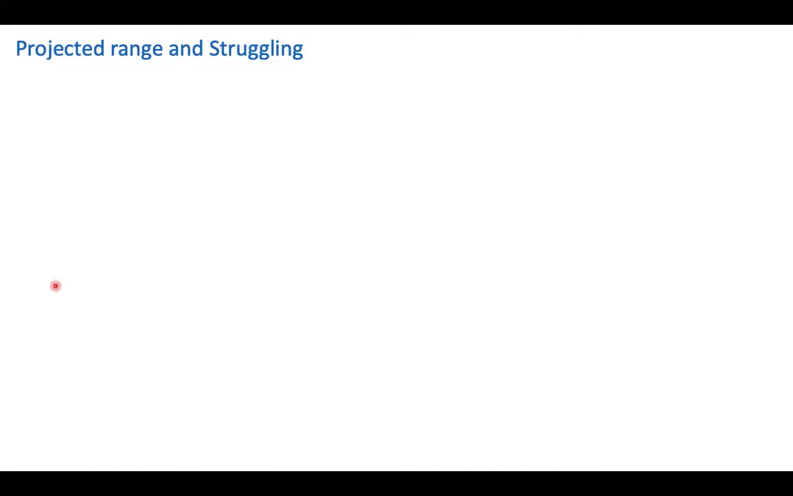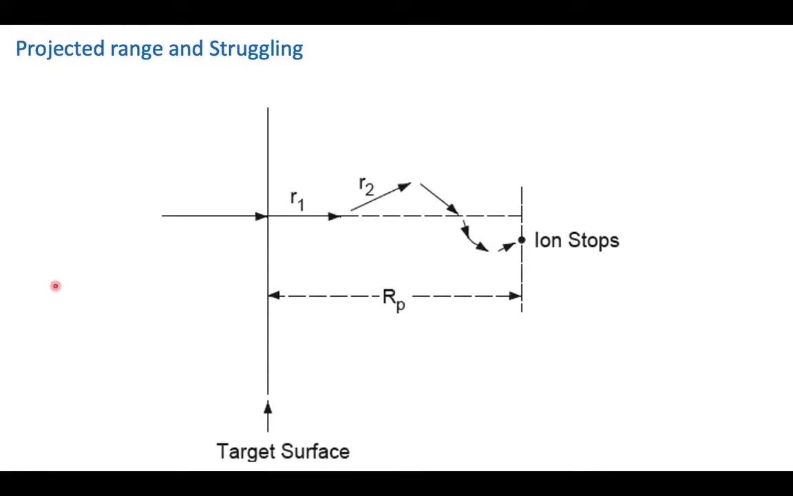Projected range and straggling. Straggling, as I said, is another important parameter in ion implantation. The ions which you bombard on the target surface penetrate, and they can encounter several collisions. They travel and collide with another, and finally travel to a depth and get settled somewhere. At this point the ion stops, and that depth of penetration is called the projected range. If you increase the energy of these ions, of course they can travel a longer distance.